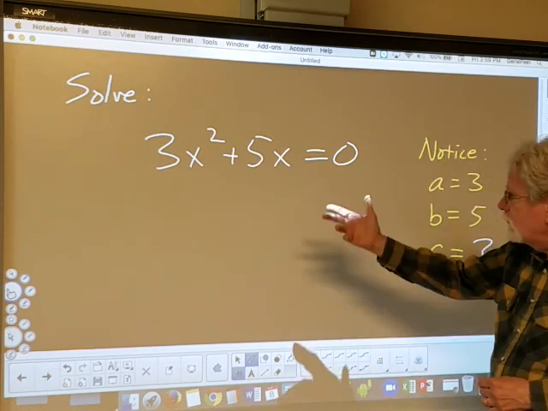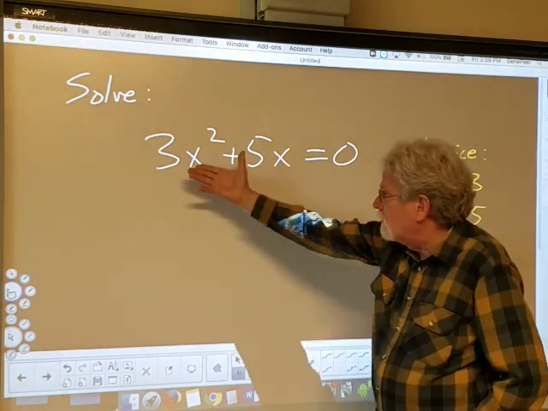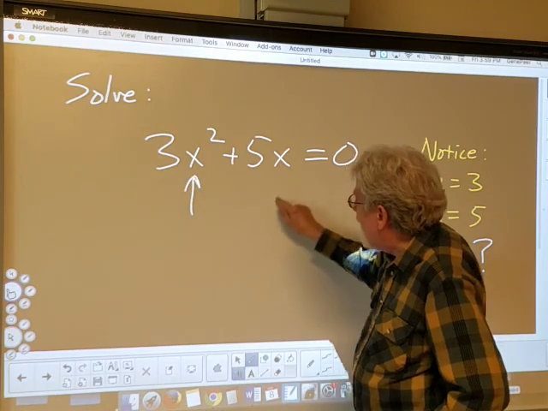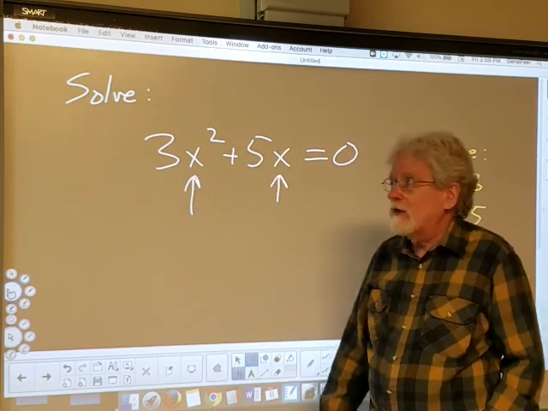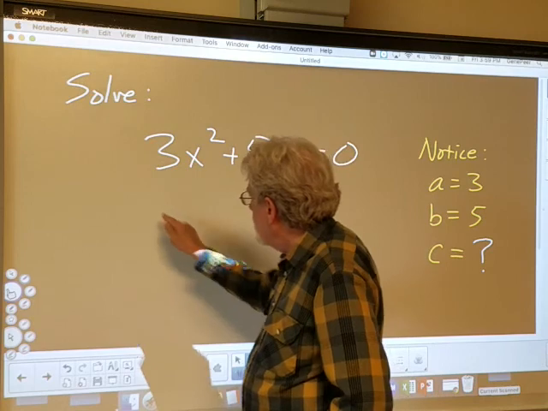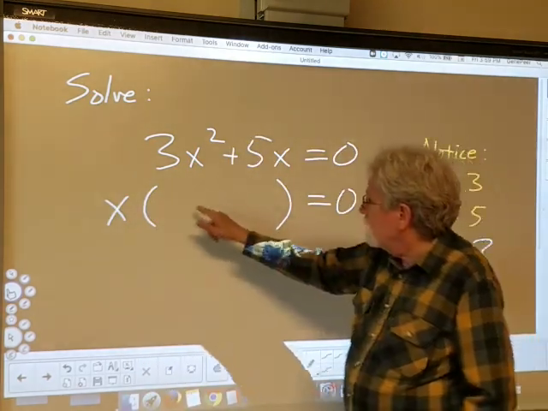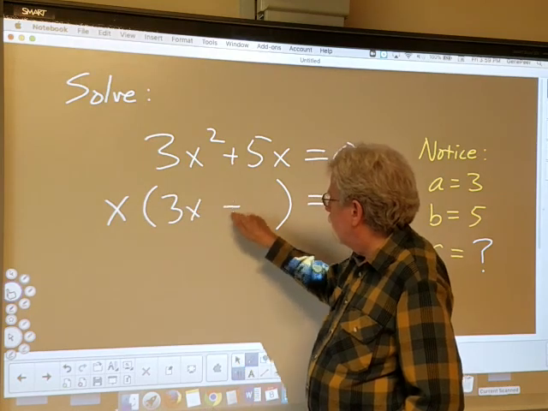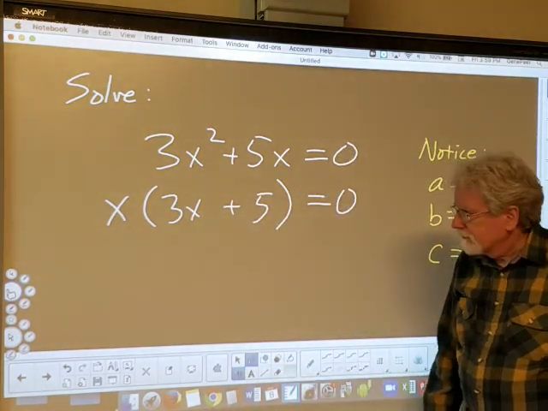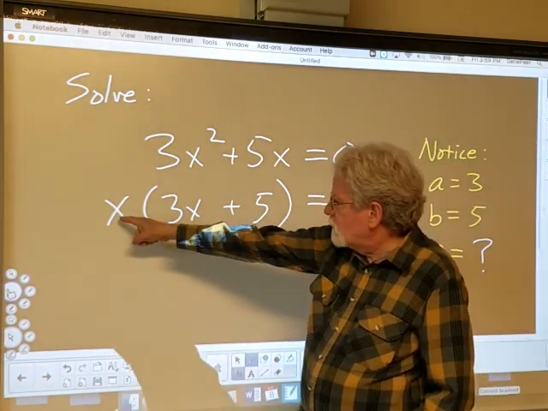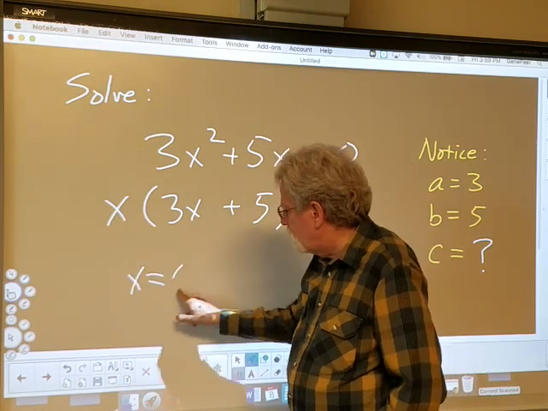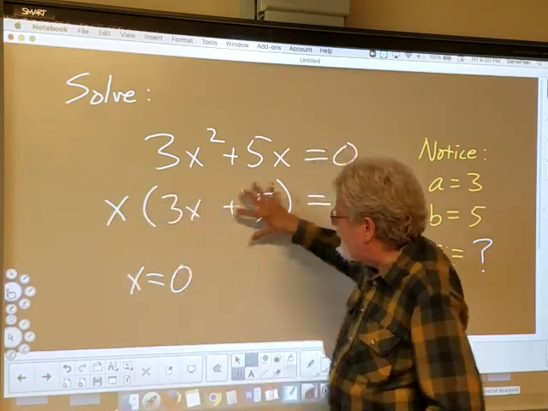What can I do to factor this thing? Oh, well, look, it's only two terms, and both terms contain an x. So how about if we take the x out? Factor out the x. And what are we left with? We're left with 3x plus 5. This lonely x out here tells you that one of your solutions is 0, because 0 times anything will be 0.